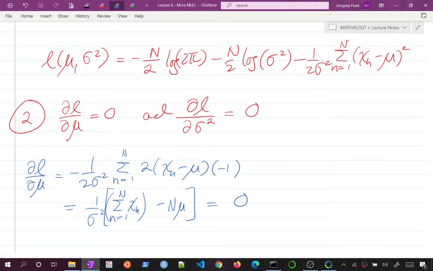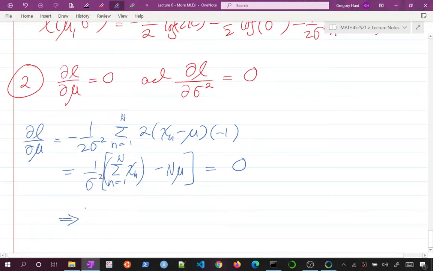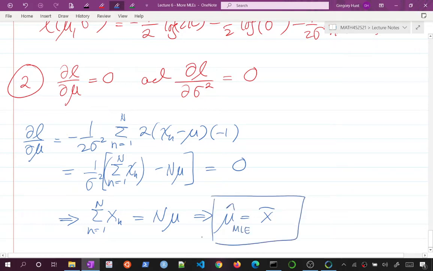And we have the sum of mu, n times. I can multiply by sigma squared on both sides. That doesn't change anything, so the sigma squared actually goes away. And what we get is that the sum of the xn's is equal to n mu, or mu is x bar. So we say mu hat MLE is x bar. Nicely, sigma squared disappeared. Didn't have to deal with it.